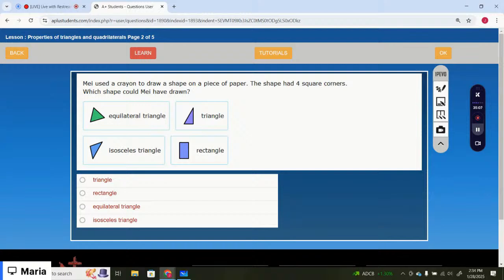May used a crayon to draw a shape on a piece of paper. The shape has four squared corners. What shape could May have drawn? So the only shape that fits is rectangle. The correct option is rectangle.